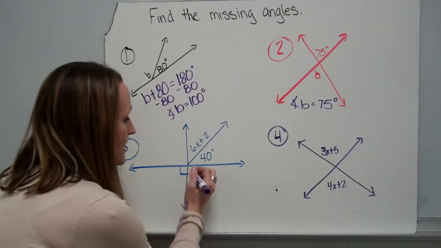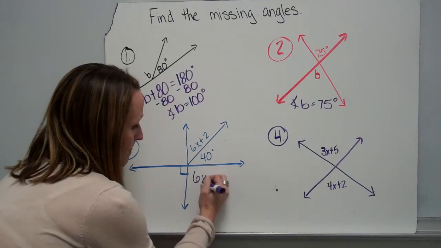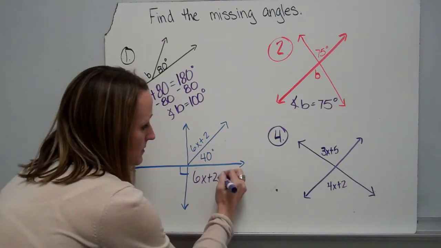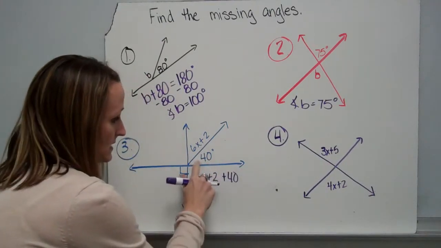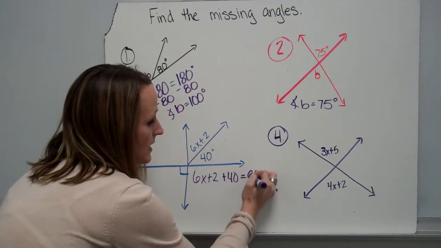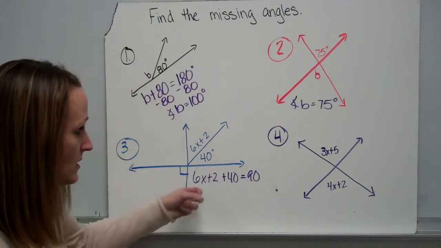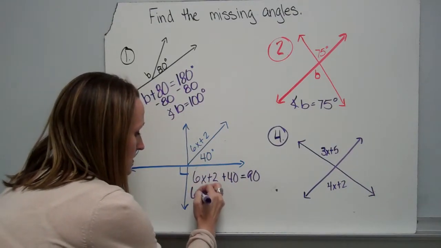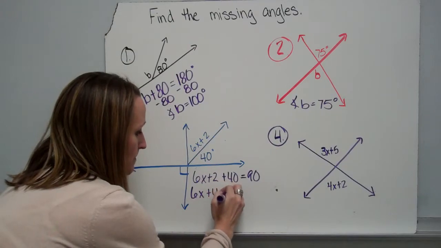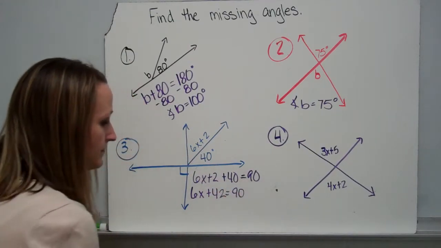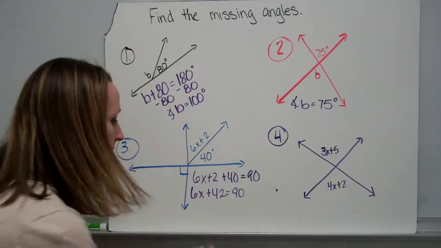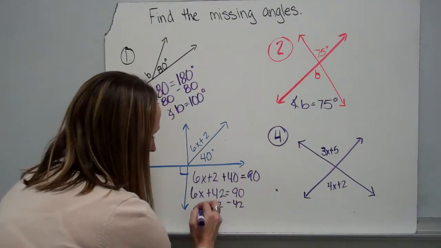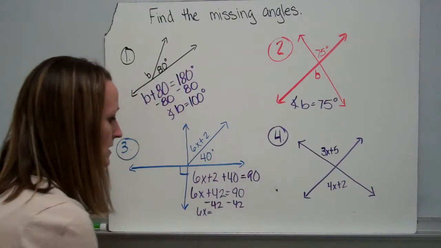So I can say that 6x plus 2, which is this part, plus 40, that's this side, equals 90. So now I just have to solve all this. So let me combine my like terms here. 6x plus 42 equals 90. Now I just have a two-step equation I need to solve. So I subtract 42 from both sides. I get 6x equals, what's 90 minus 42?